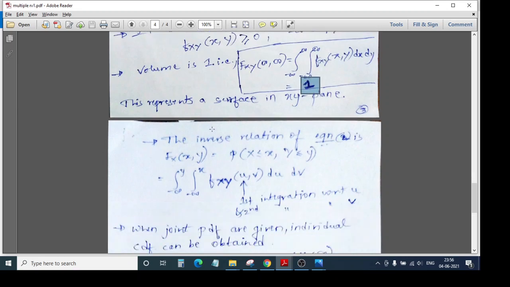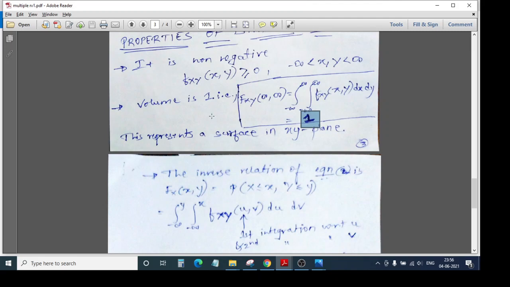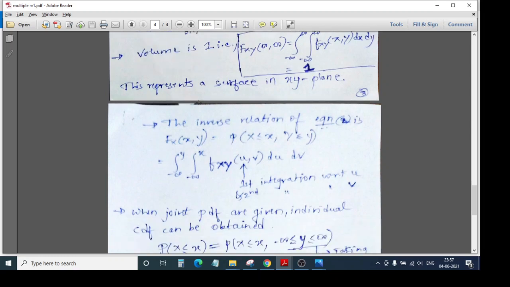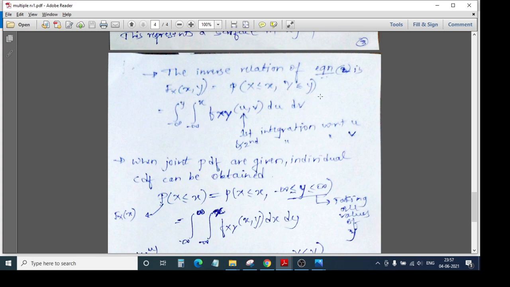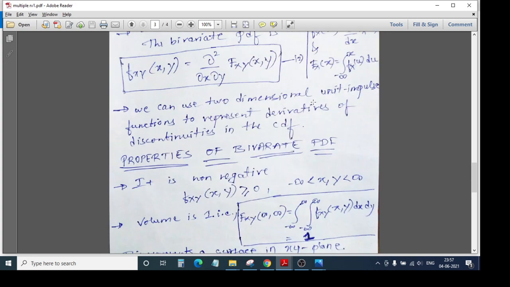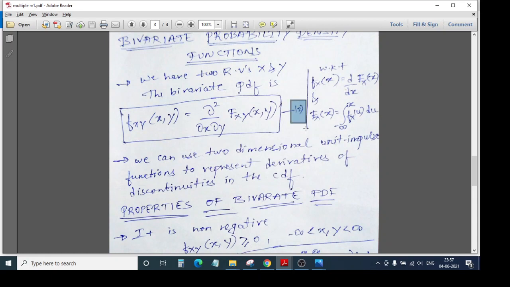Okay. So this is one more very important property. The first property is that it is non-negative. The next property is that the area under the curve, which is nothing but volume, is always equal to 1. Next is the inverse relation for your equation number 2. So what is equation number 2? Here we have our equation number 2.